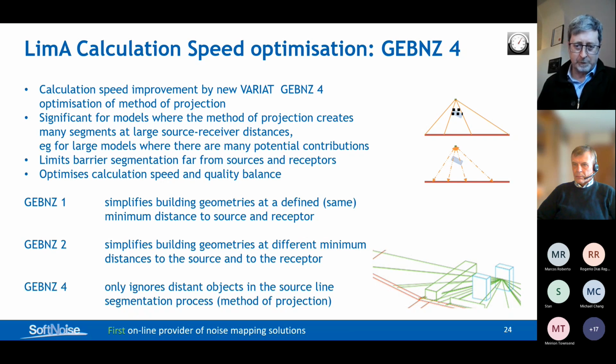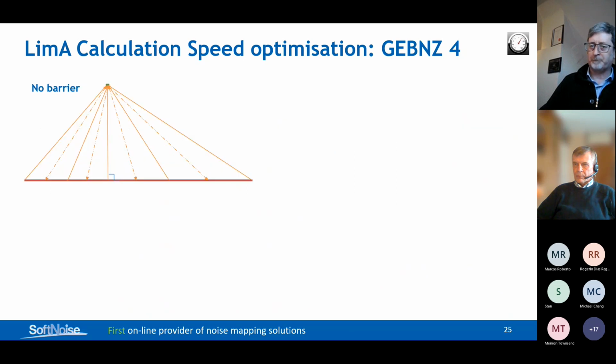GBNZ1 uses the same minimum distance from source and receiver. And GBNZ2 allows you to set different minimum distances between source and receiver. And GBNZ4 ignores distant objects in the source line segmentation process. Again, I'll explain this a little bit more because it might make it easier to follow.